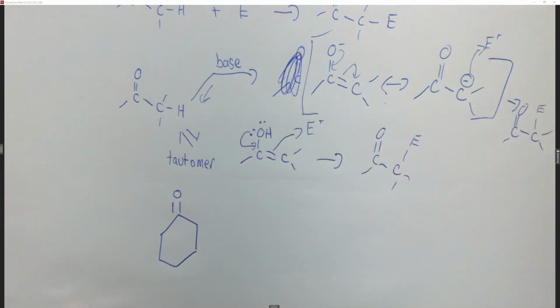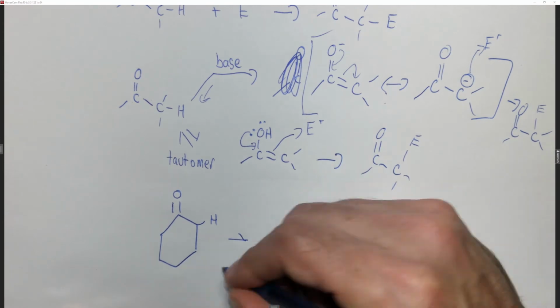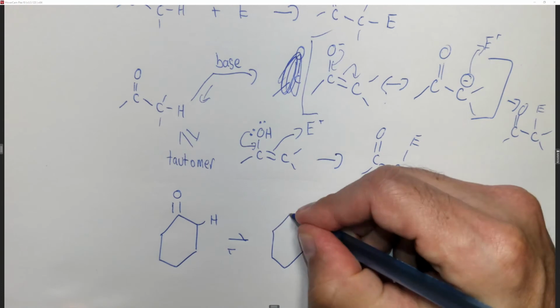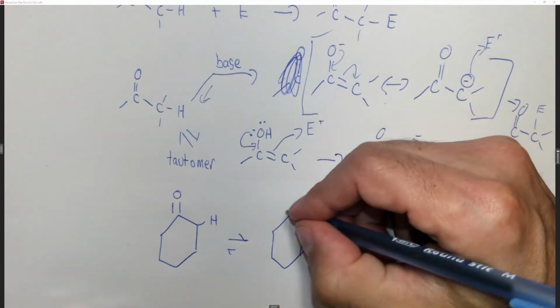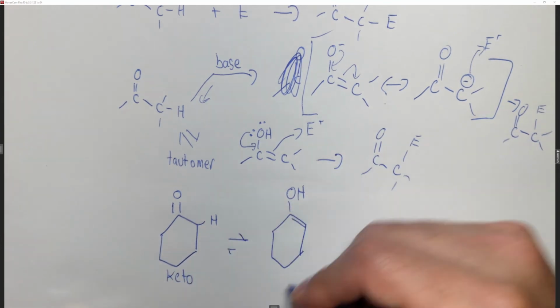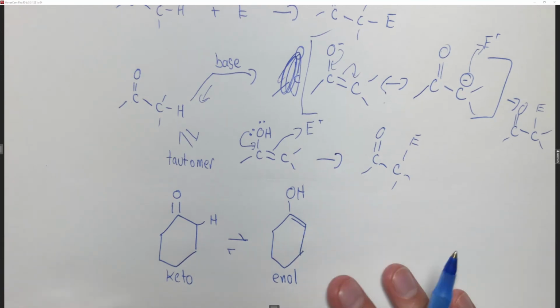If we have cyclohexanone, this molecule right here, it can tautomerize with its enol form. So the double bond moves here, and the H moves over there. So this is the keto, and this is the enol. Keto, because it's a ketone. Enol, because it's an alkene and an alcohol.